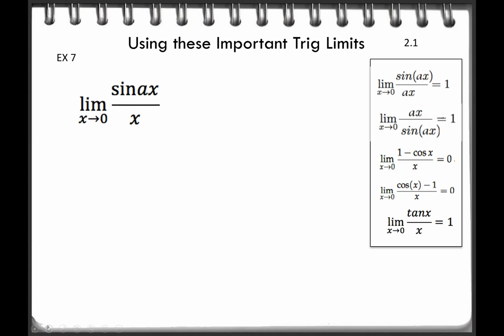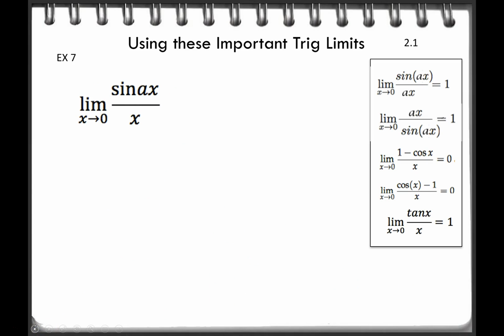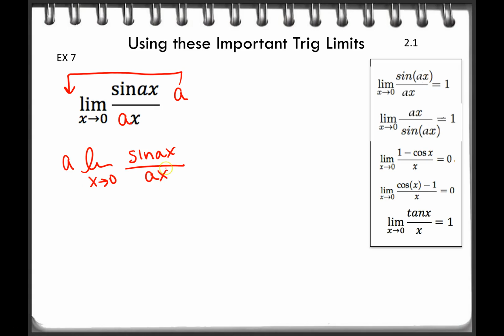All right. Here's another one, and I think it's our last one. Nope, we got a couple more. Here, I need an a down below, which means I'd have to multiply by a out in front, and then I'll pull this out. So this will be a times the limit as x approaches 0 of sine ax over ax. This whole thing becomes 1, and I've got a times 1, which is a. Yahoo!